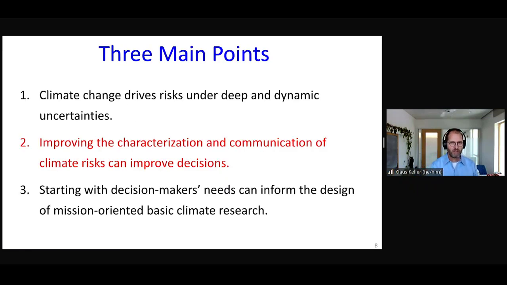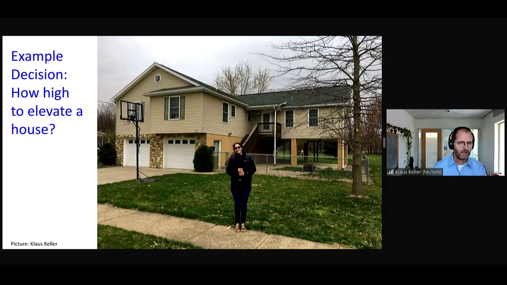Towards the second point, and slowing down slightly: improving the characterization or communication of climate risk can improve decisions. Let's have another example problem. This is a picture taken in a rural community in Pennsylvania. The person in the front is the first author of the paper we will discuss soon. And people elevate houses. And the question is, how high would you like to elevate your house?